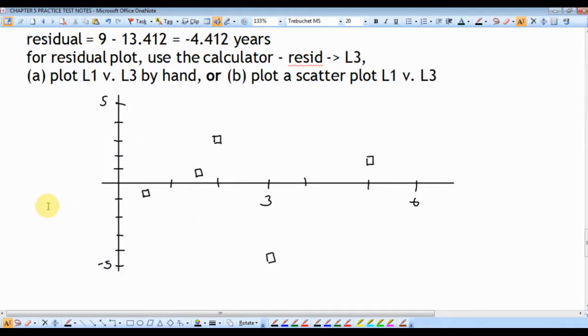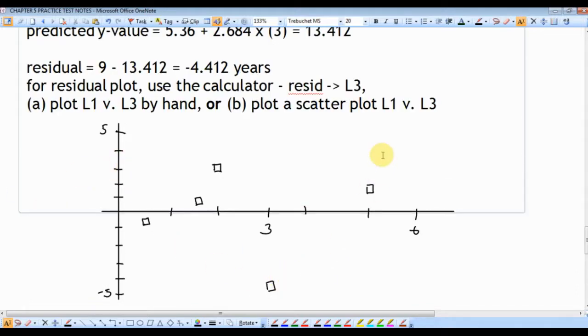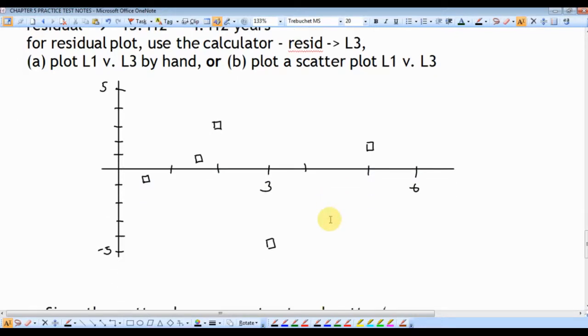What are the different patterns of a possible residual plot? What you'd be looking for is either a fan, a curve, or a line. A curve would look like a smile. A fan is where the residuals start off close to the x-axis, and by the time you get over here, the residuals are far away from the x-axis. It does look like a fan, but it looks more like a trumpet.